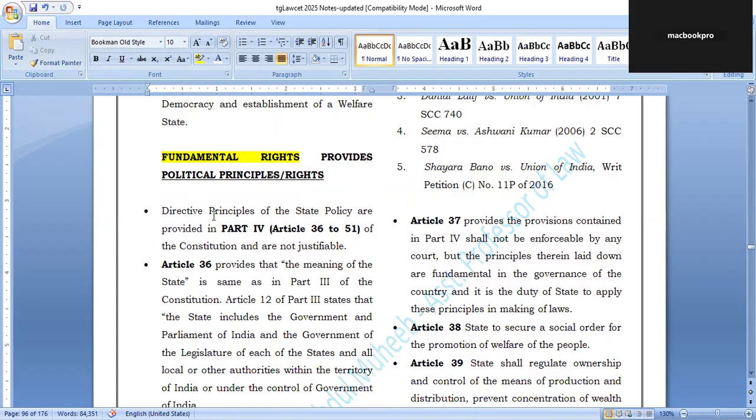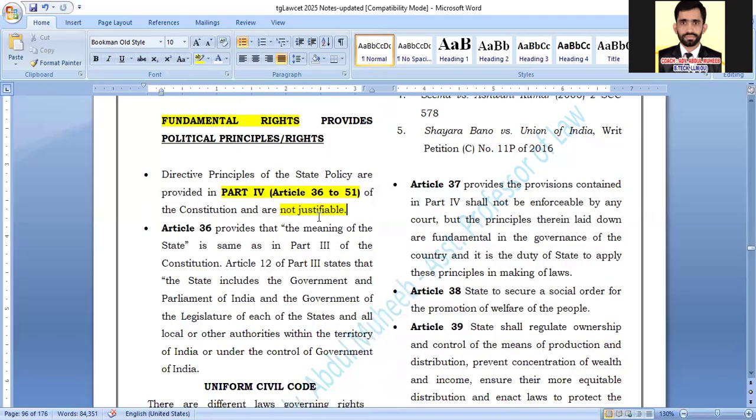Directive Principles of State Policy are provided in Part 4, Article 36 to 51 of the Constitution and are non-justiciable. What is the address of DPSP? Part 4, Article 36 to 51. So very, very important. Are they justiciable or not? Not justiciable. They are non-justiciable. Clear?